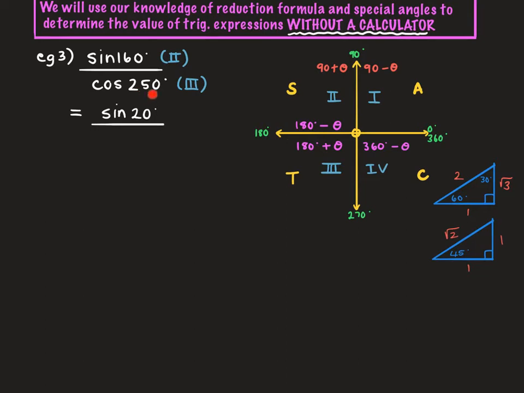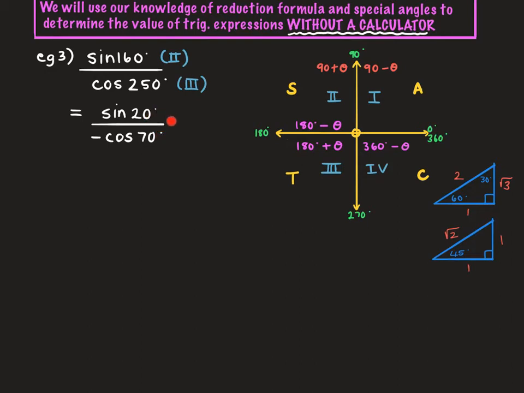Cos 250. Okay, so that's the 180 plus quadrant. So 180 plus what is the same as 250? Right, 180 plus 70. So in quadrant 3, cos is negative. We just said we're going to go 180 plus 70, and we reduce down to the acute angle. Okay, so this is now what we're left to simplify.